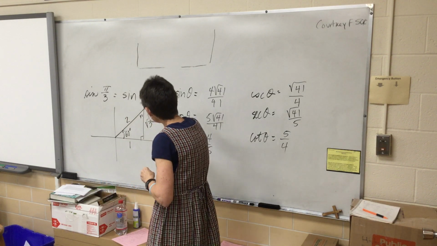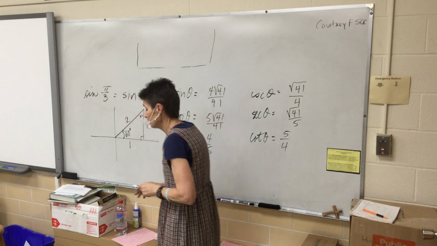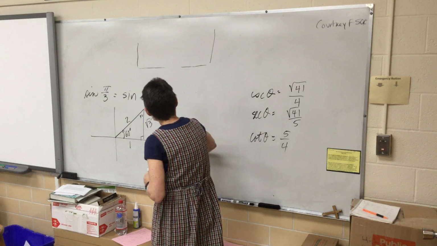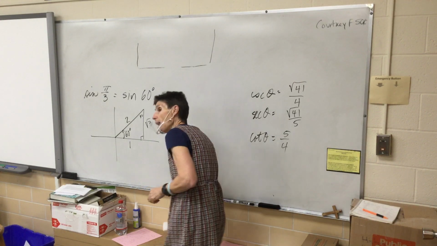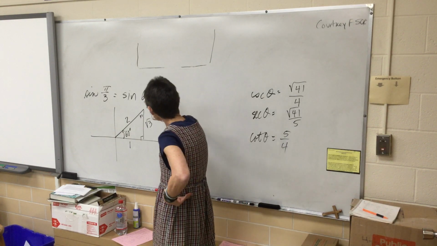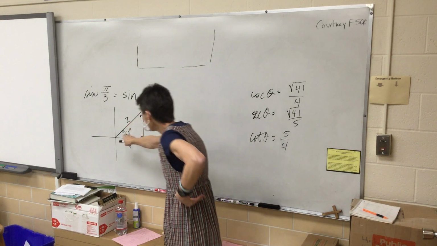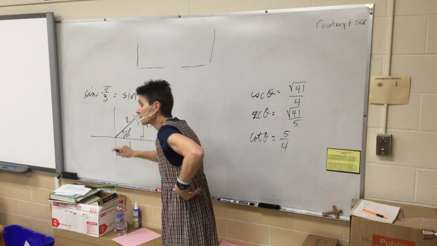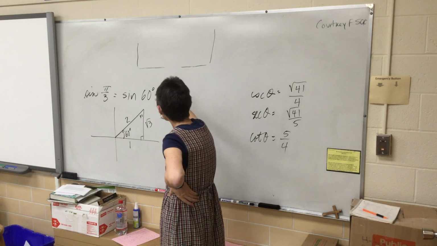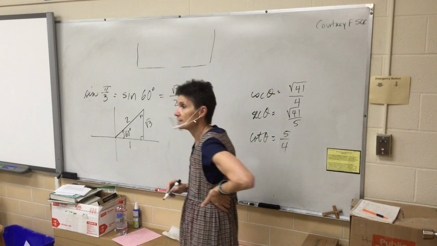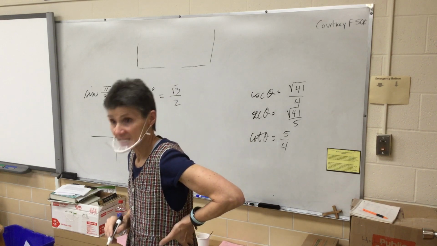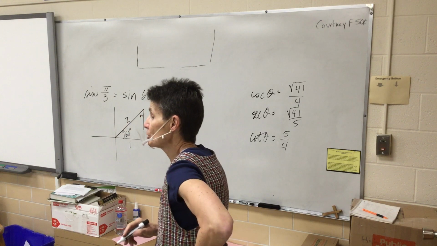Now, I want to know the sine of this angle. Well, sine, SOHCAHTOA, sine is opposite over hypotenuse. So in this triangle, there's your angle, always at the origin. Which side is opposite? Square root of 3. And hypotenuse, of course, is 2. So the exact sine of 60 is root 3 over 2.